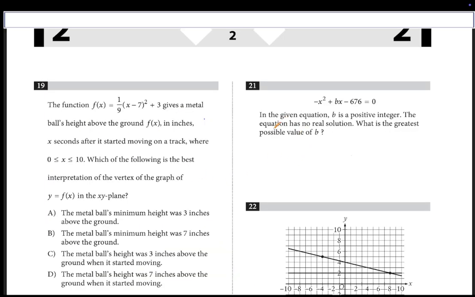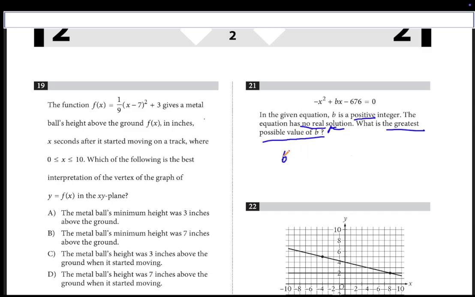It states in the given equation, b is a positive integer. The equation has no real solution. What is the greatest possible value of b? So we have negative x squared plus bx minus 676. So this says the equation has no real solution. Now this is where we use our critical thinking skills. How do we determine an equation has no real solution? Just based on our a, b, and c values, and that's the discriminant formula.